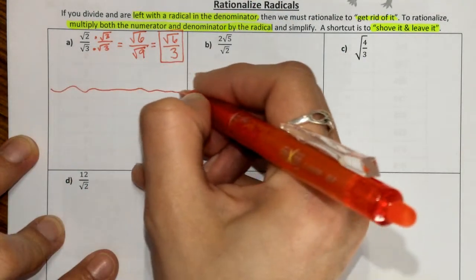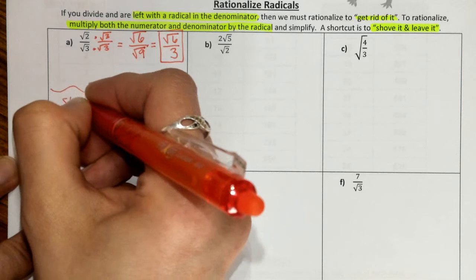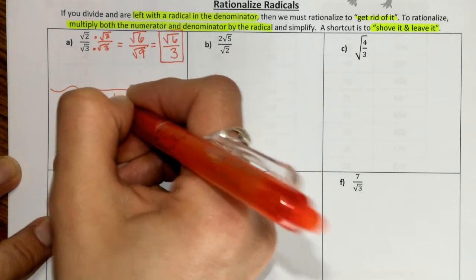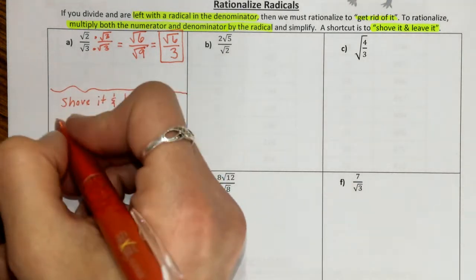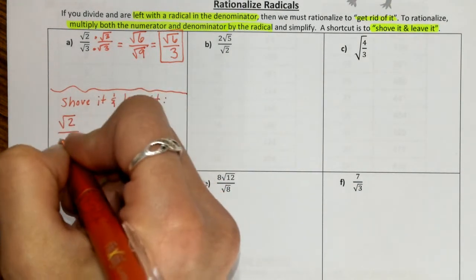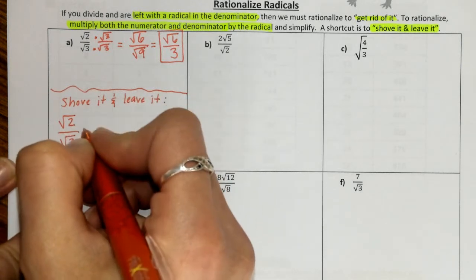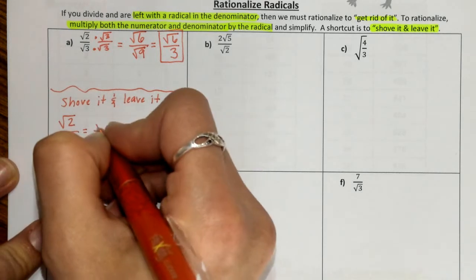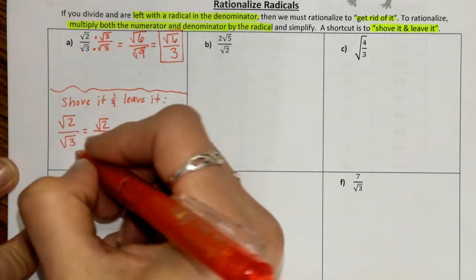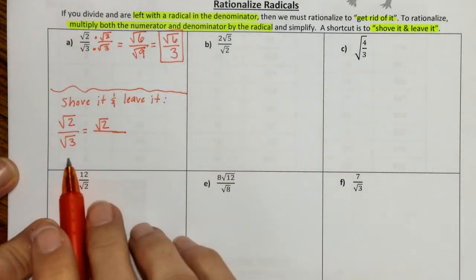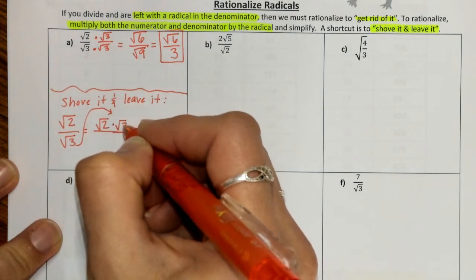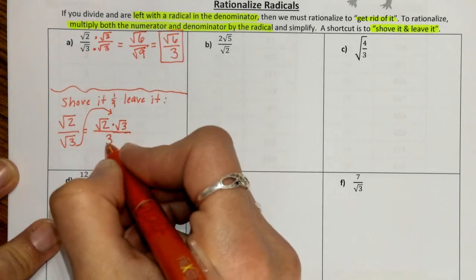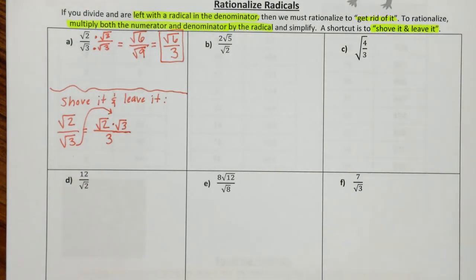The shove it and leave it part. Write this down: shove it and leave it. You're going to take what you have, the square root of 2 over the square root of 3. You're going to leave that, the square root of 2 doesn't move. You're going to shove that radical in the denominator, you're going to shove that to the top. And you're going to leave the number by itself in the bottom. That's the leave it. Leave it by itself.